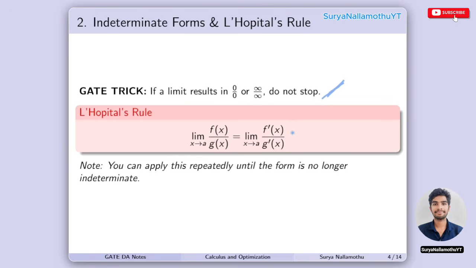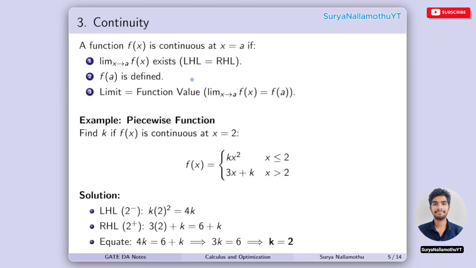The differentiation is not applied to the whole fraction. The differentiation is applied to the numerator as a separate part and the denominator as a separate part. So you need to remember this. Next, the note point is to apply this form repeatedly until you no longer get an indeterminate form. Indeterminate form means 0 by 0 or infinity by infinity. In that situation, we need to repeat until the form is no longer indeterminate. Okay. Next, continuity.